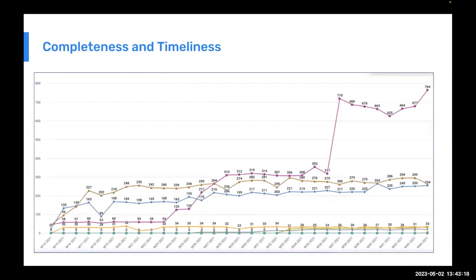Okay, here's another one, looking at completeness and timeliness. Now, what do you guys think here? Just looking at this, are there any problems? Or are things looking okay? I mean, would you guys be happy with this? Just focus on one line. I know it's a lot, but have a look at the purple line, for example. It's going up and down and up and down and then up again, right?